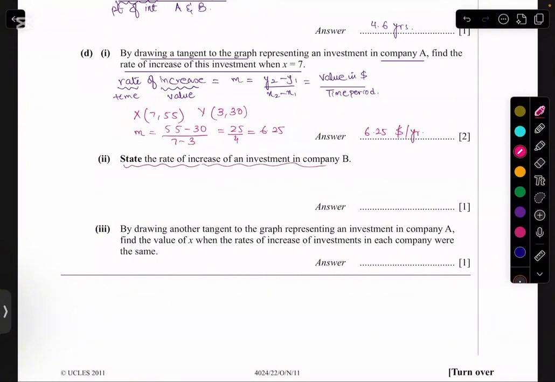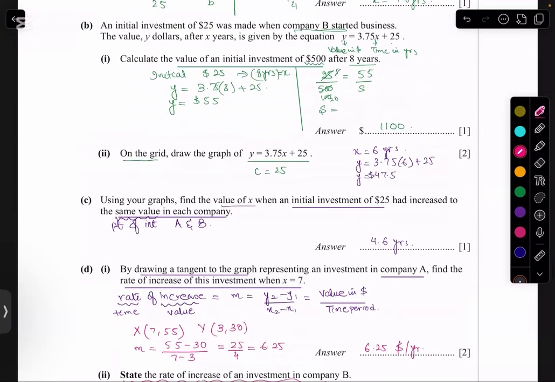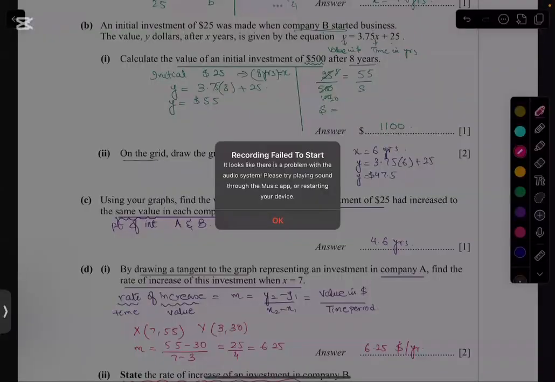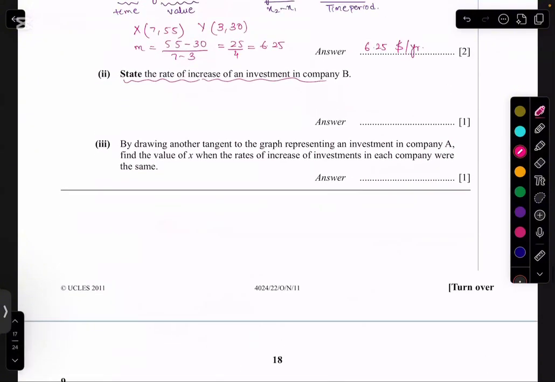So at the same time, company B में क्या rate of investment होगा? Company B के लिए हमारे पास, they had given us this equation, which was y is equal to 3.75 plus 25. This is the equation in company B. Now we have already discussed कि अगर company B का investment plan was represented by this equation, y equals 3.75x plus 25, so this is a linear equation, and the gradient here already discussed.